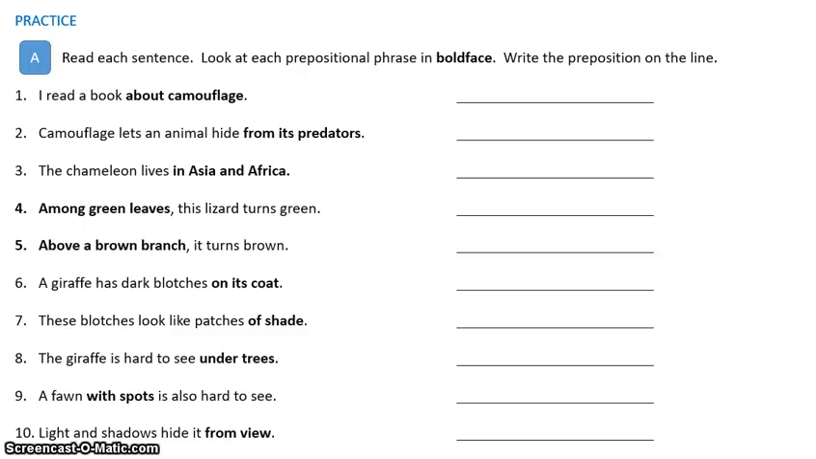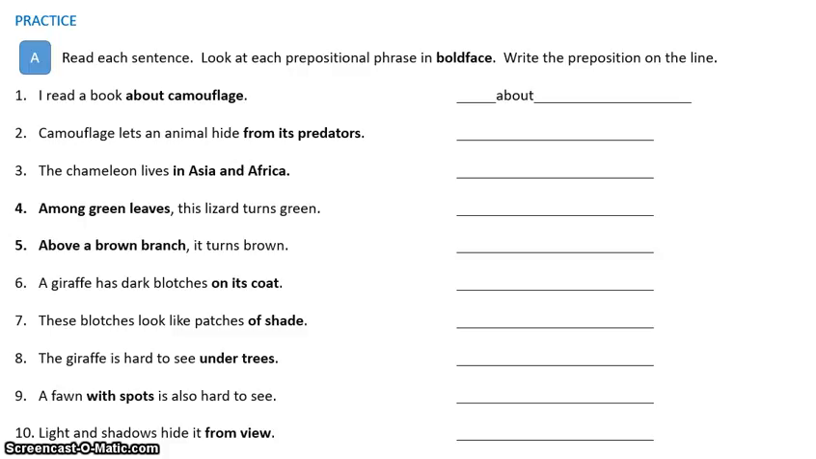So the prepositional phrase is about camouflage. We know that a prepositional phrase begins with a preposition, about, and ends with camouflage, which is the noun. So what I want you to go ahead and do is go through and do 2 through 10 by yourself, and then you can come back and check the lesson.